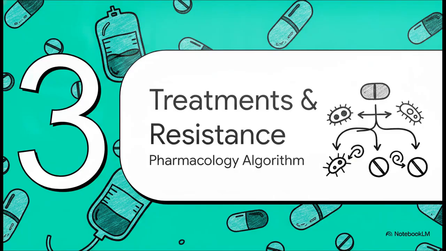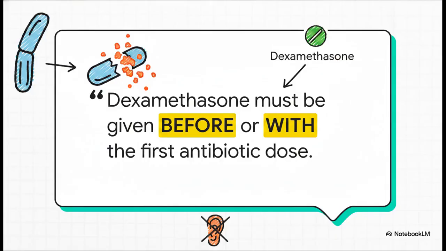Let's pivot to part 3, treatments and resistance pathways. Listen up, because this right here is an absolutely massive board trap. Dexamethasone must be given before or with the first antibiotic dose.